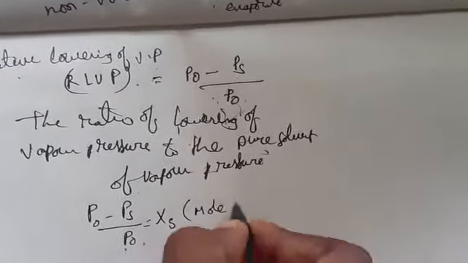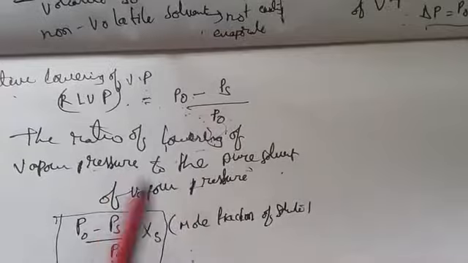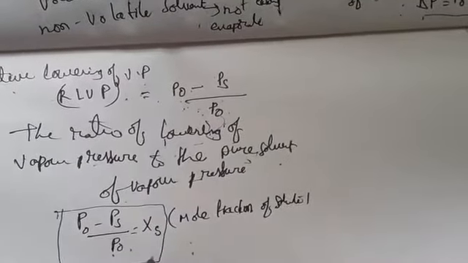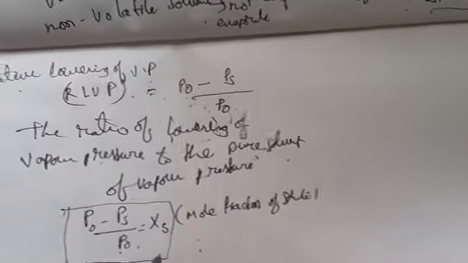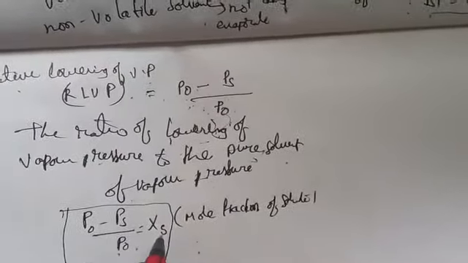What do you mean by relative lowering of vapor pressure here? It is the ratio of lowering of vapor pressure, and lowering of vapor pressure means the difference between the vapor pressure of pure solvent and the vapor pressure of the solution, to the vapor pressure of the pure solvent. This is equal to the mole fraction of the non-volatile solute here. Okay, X indicates what here? X is nothing but the mole fraction of solute.